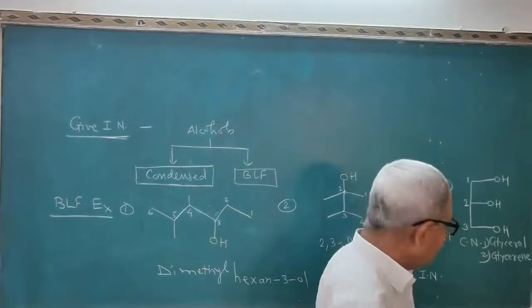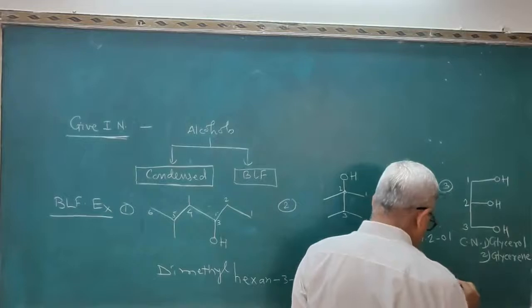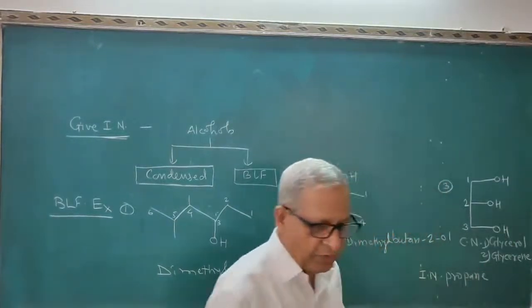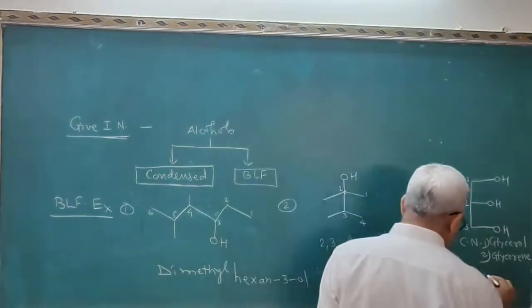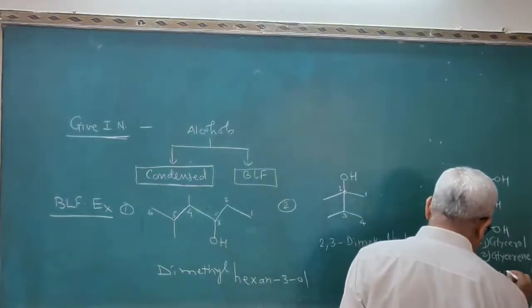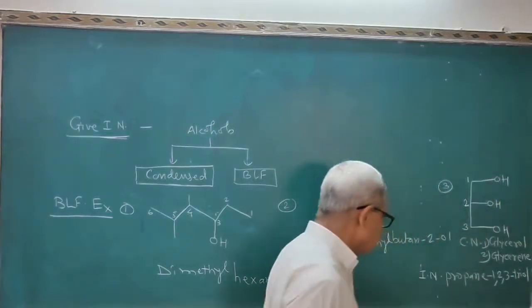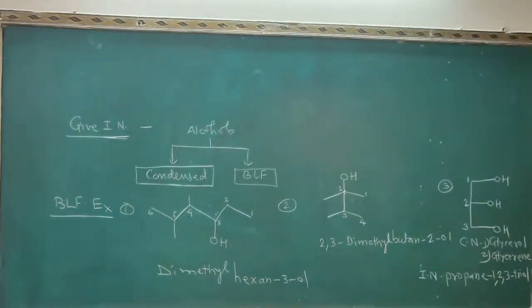The IUPAC name of this structure is: give the numbering here 1, 2, 3. These are the three carbon atoms. Therefore, it is a derivative of propane. The E is retained. It will not be substituted because it is a trihydric alcohol. The alcohol groups are present at the carbon number 1, 2 and 3. There are 3, therefore the correct name is propane 1, 2, 3 triol.